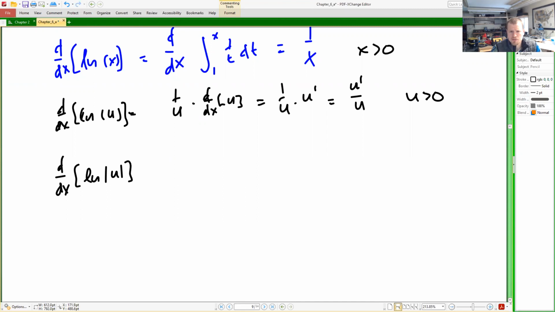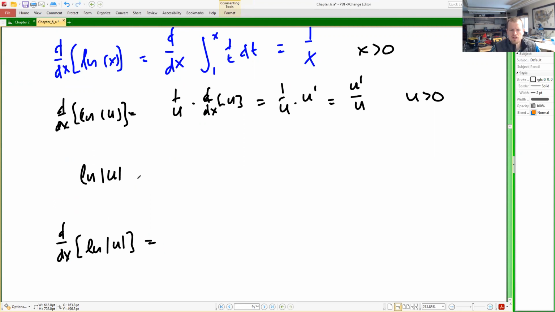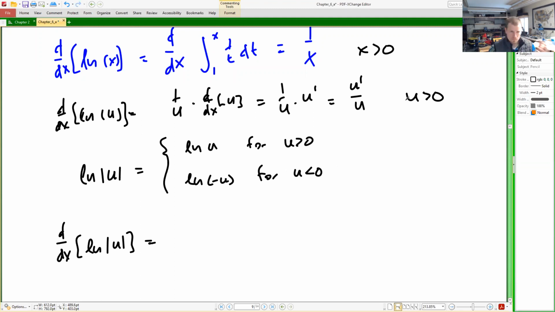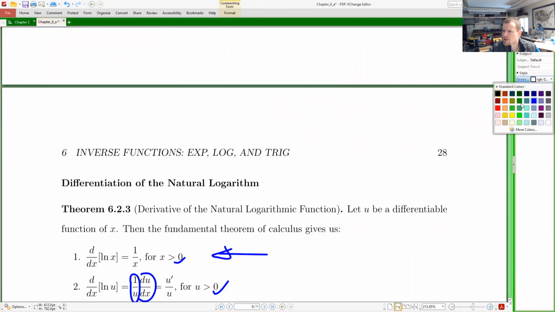So if we do that, what we want to recognize, maybe before we get too far, is that the natural log of the absolute value is actually a piecewise defined function. So the natural log of the absolute value of u is the natural log of u for u greater than 0, and it's the natural log of the negative of u for u less than 0. We have a definition for the absolute value function. In general, maybe you're not familiar with this, so I'll write it down in a moment.